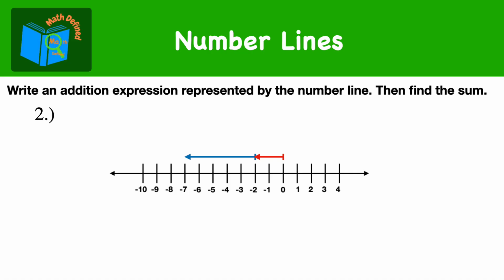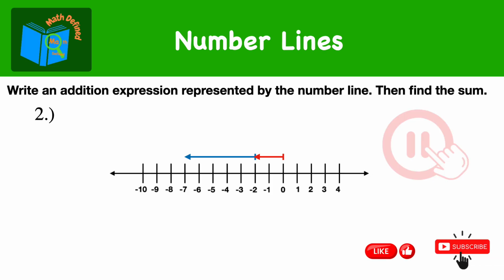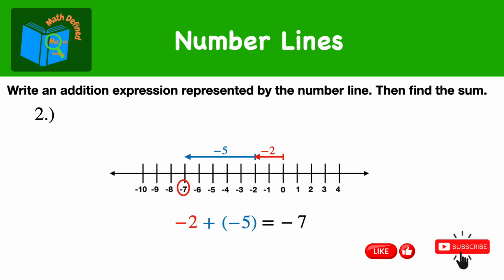That gives us the expression -6 plus 8, which lands us at +2 on the number line. Let's try another one. Use the number line to write the expression and find the sum. Okay, the red arrow shows -2, and the blue arrow shows -5. So the expression is -2 plus -5, and that takes us to -7. Let's keep on going.